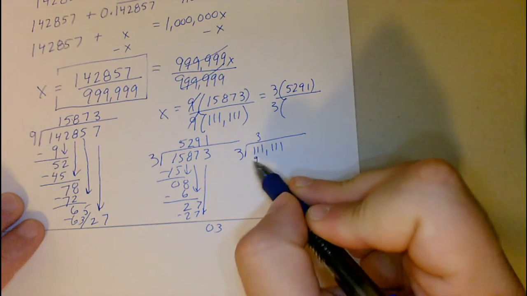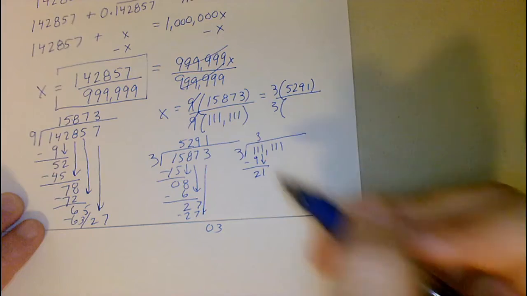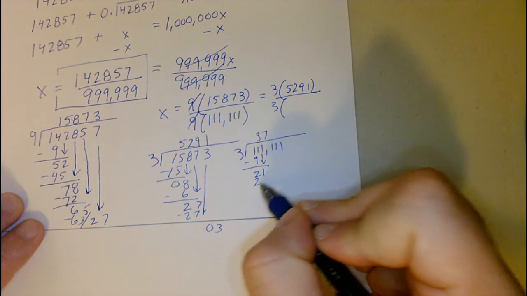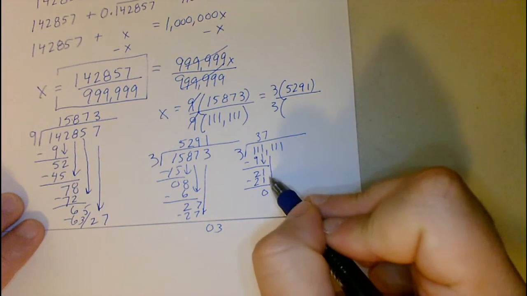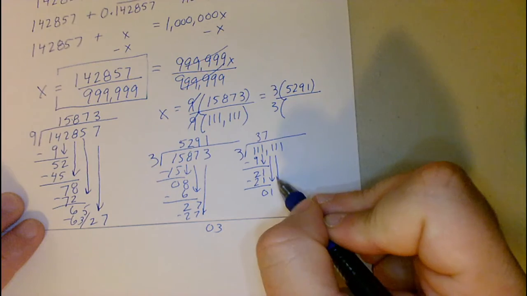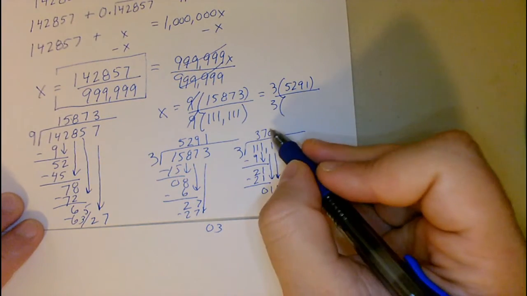3 times 3 is 9. Subtract, I get 2. Bring down the 1. 3 goes into 21 7 times. 7 times 3 is 21. Subtract, I get 0. Bring down the 1. Now 3 does not go into 1, but 3 does go into 11. So I put a 0 there, because remember, 3 did not go into 1, so I put a 0 there.